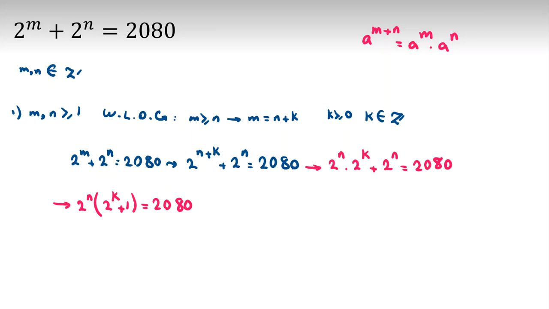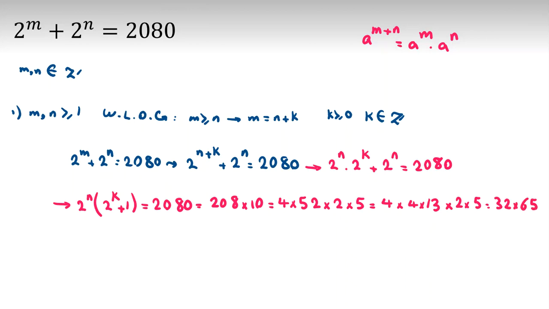Now I should factorize 2080. Let's see, I can say it's 208 times 10. And 208, you can say it's 4 times 52. And 10 is 2 times 5. And next step, 52 is 4 times 13. Let's check. Okay, times 2 times 5. It will be 4 times 4, 16, times 2, 32, times 65. 32 is 2 to the n, and 2 to the k plus 1 is 65, because 65 is not a power of 2.